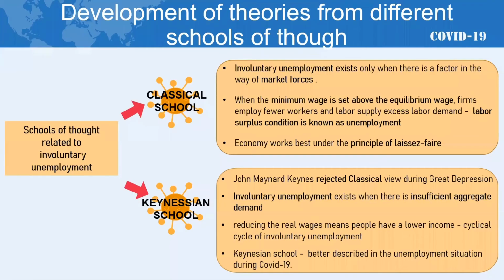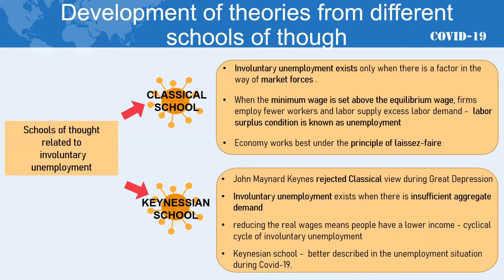That's all for me. Next is the development of theory from different schools of thought. There are two schools of thought. First is the classical school. In the classical school, voluntary unemployment exists only when there is a factor in the way of market forces. When the minimum wage is set above the equilibrium wage, firms employ fewer workers and labor supply exceeds labor demand. Thus, this labor supply condition is known as unemployment. The classical school holds that the economy works best under the principle of laissez-faire.